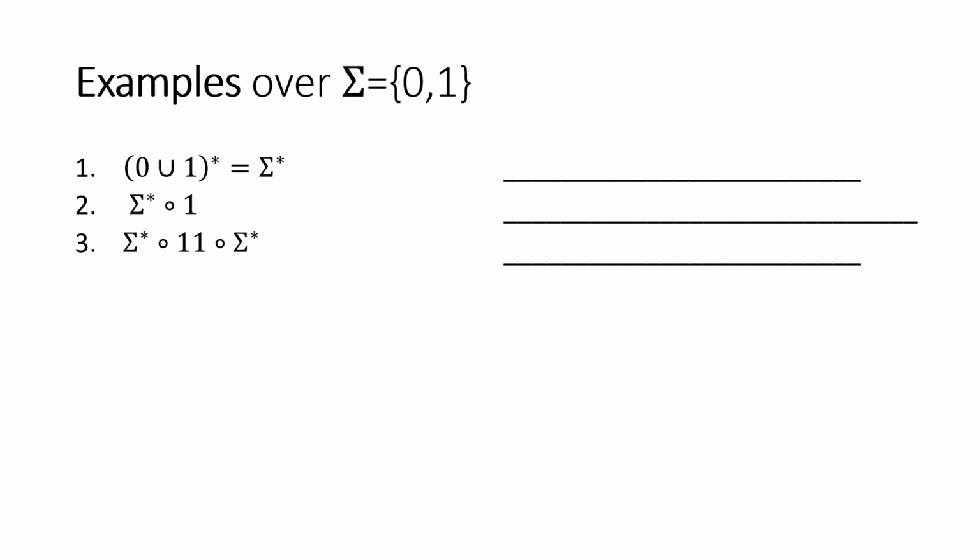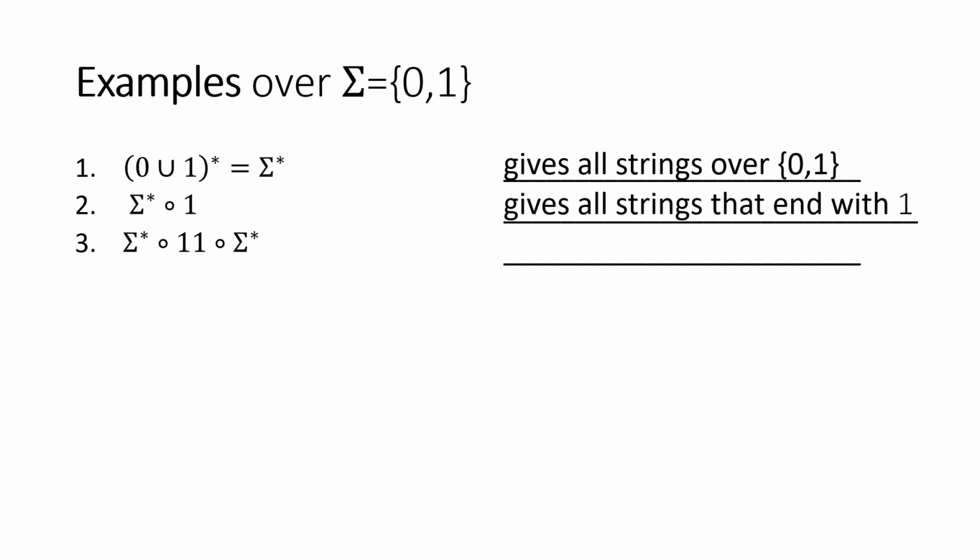The first one, since it's 0 union 1, that's the whole language. There's only 2 letters, but I'm going to take it to the star, and it's equal to sigma star. So this is going to be all strings that are possible over 0 and 1, or you might have written all binary strings. The second one, sigma star concatenated with 1, these are all binary strings that specifically end with 1. And then finally, I have sigma star concatenated with 1 1, concatenated with sigma star. Those are all strings that contain 1 1.